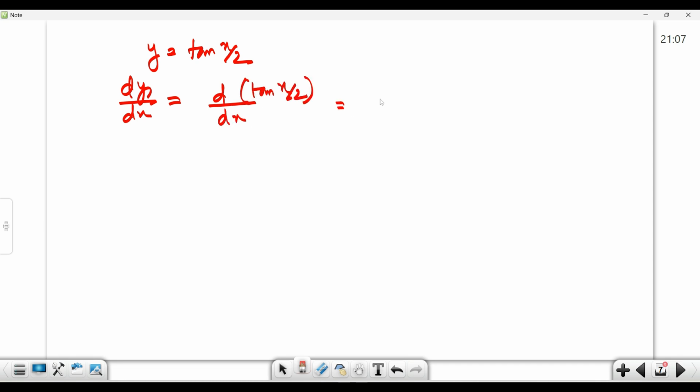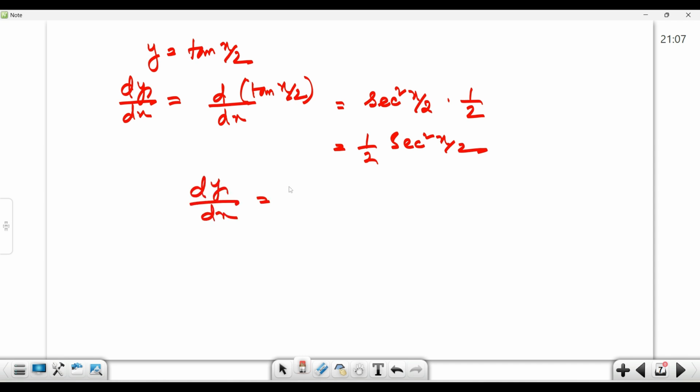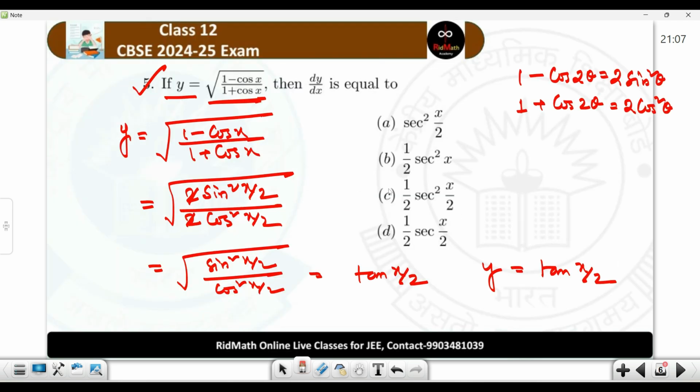So derivative of tan x is sec square x, so sec square x by 2, and the derivative of x by 2 is half, so that means half sec square x by 2. So the dy dx is equal to half sec square x by 2. That means again option number C is correct, half sec square x by 2.